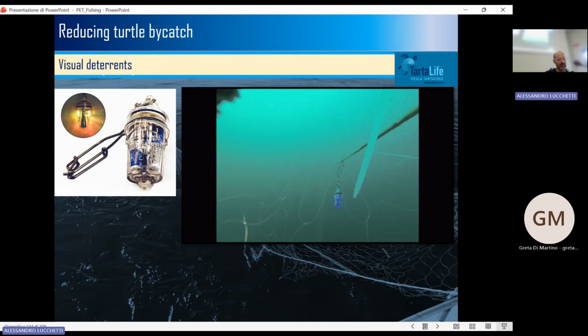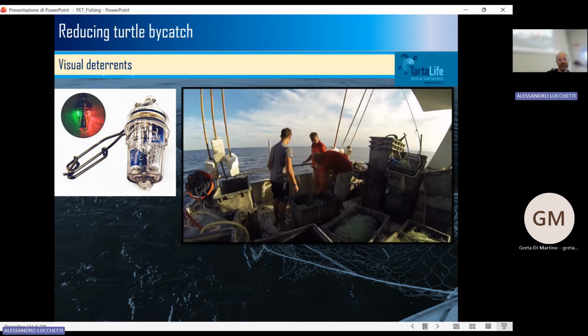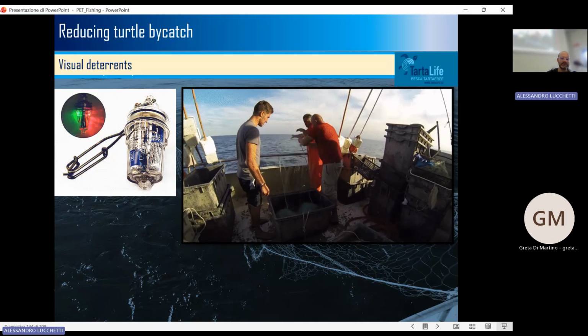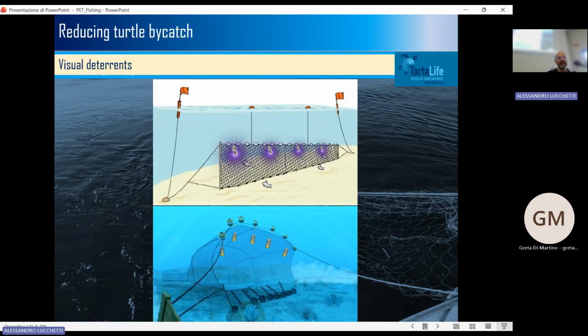We have colleagues from NOAA, who are working with solar panels to give power to these lamps. Otherwise, you cannot use it like this. Even because we have to use one lamp every 50 meters, more or less. If you consider that the length of a net is from 2 to 5,000 meters, you can imagine how many lamps you have to mount on the net rope. They work, for sure, but it is not a practical solution until now.